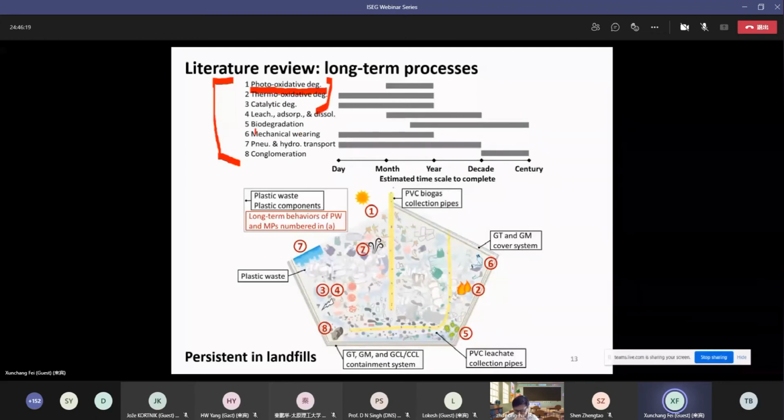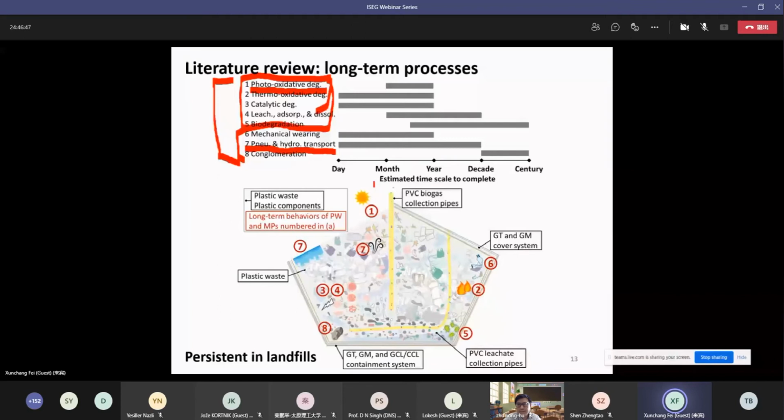Biodegradation as well. So all these are degradation processes that are going to happen to the plastic waste under landfill conditions. In addition, we also have mechanical wearing, meaning the damaging of the plastics by forces, such as shear force, compression force, and so on. And then finally, we also have pneumatic and hydrological transport of the plastic waste and microplastics from the waste to the environment, potentially.